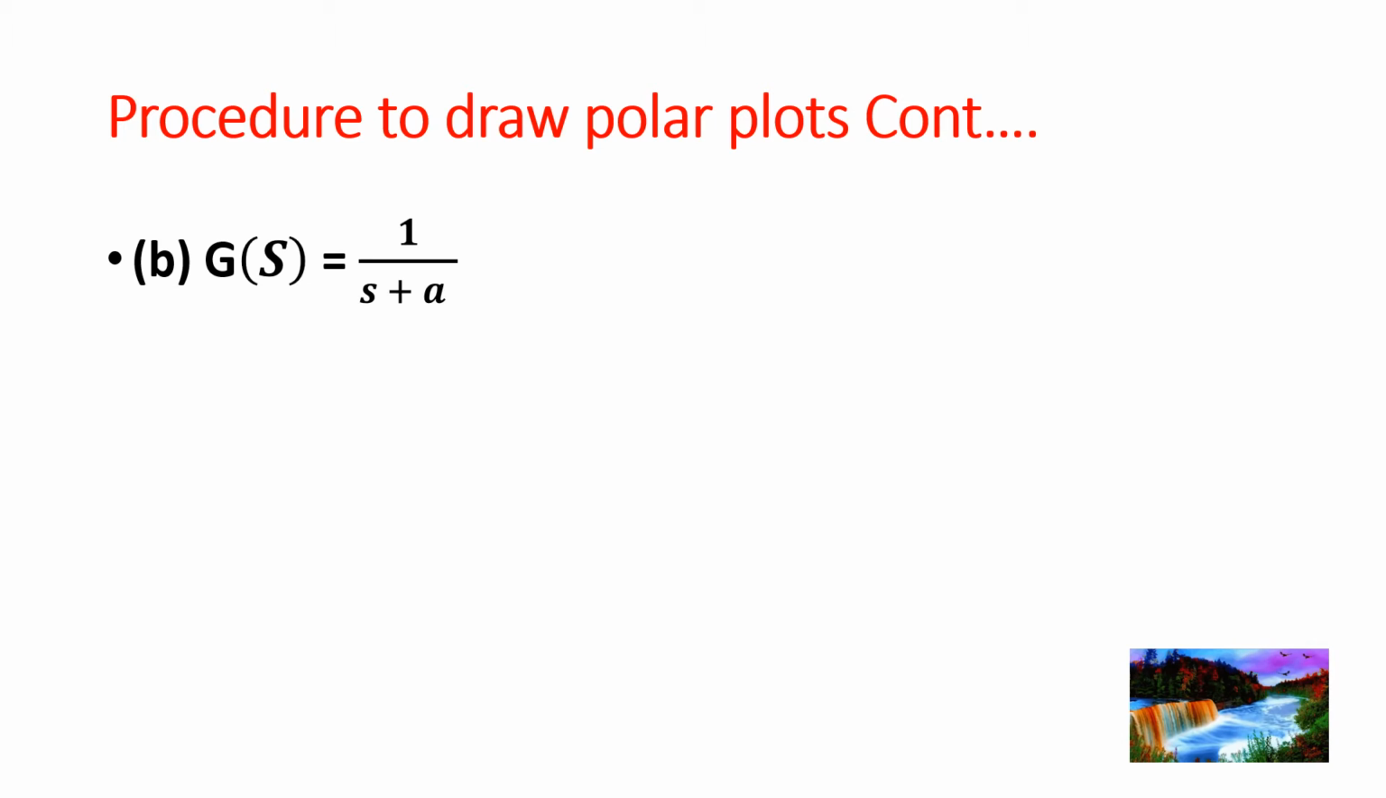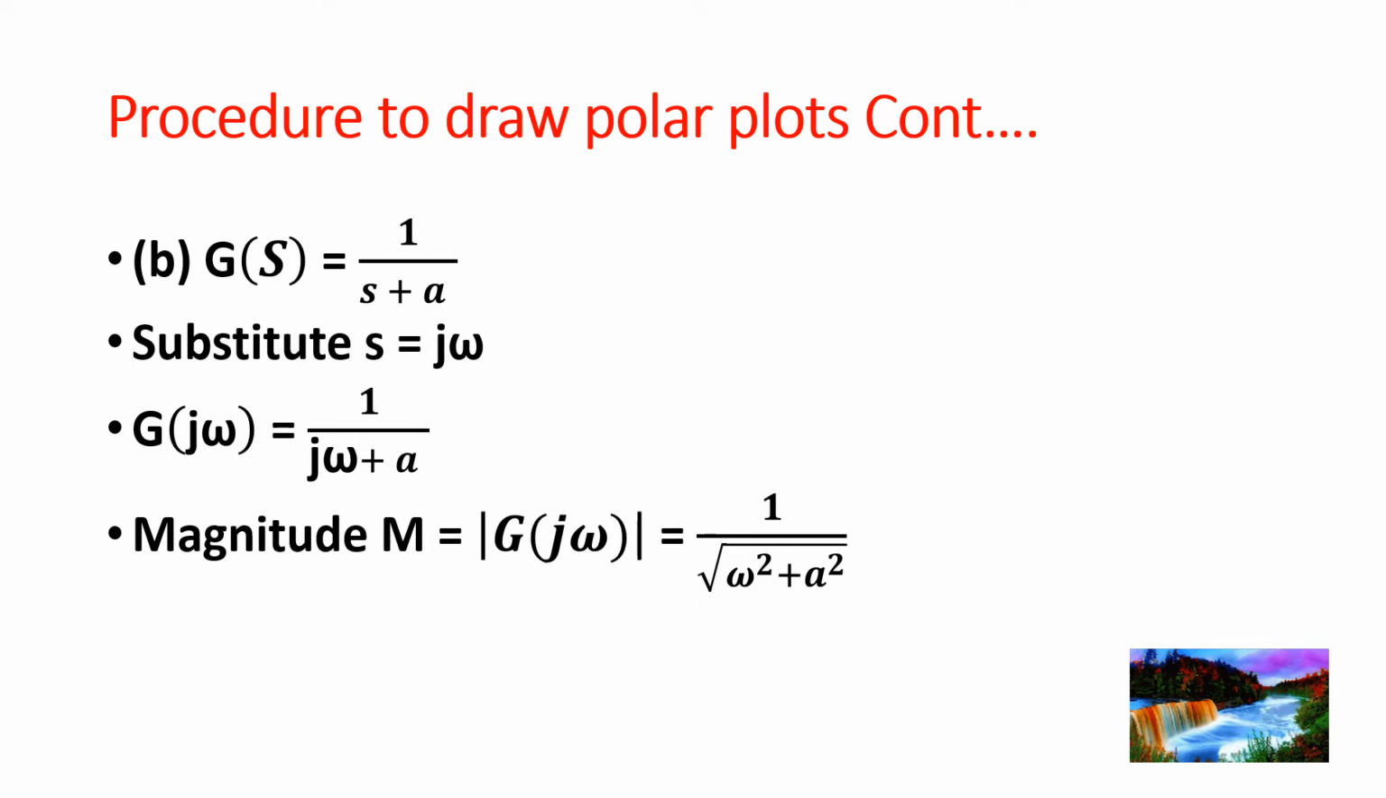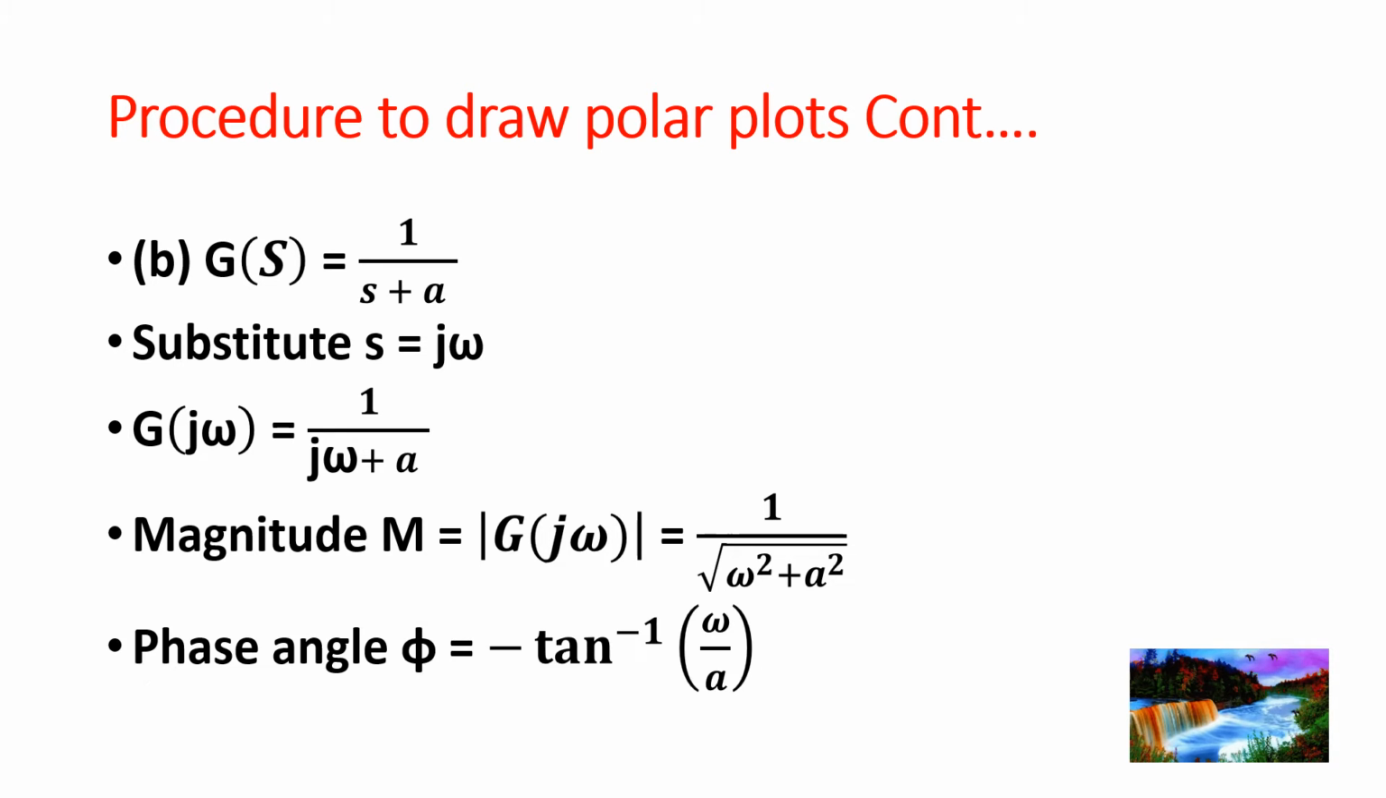B. G(s) is equal to 1 divided by s plus a. Substitute s is equal to jω. So G(jω) is equal to 1 divided by jω plus a. Magnitude capital M is equal to magnitude of G(jω), that is equal to 1 divided by square root of ω square plus a square. Phase angle φ is equal to minus tan inverse of ω by a.